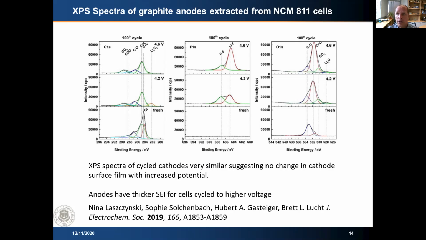However, what we also observe on the anode side is a significantly thicker anode SEI for the cells that are cycled to higher potential. And so you can see that there's more of the electrolyte decomposition products in the case of the cell cycled to 4.6 than in the cell cycled to 4.2 volts, which is once again consistent with more transition metal dissolution from the cathode and being deposited on the anode, or also more electrolyte oxidation to generate acidic species on the cathode that then decompose the anode SEI.